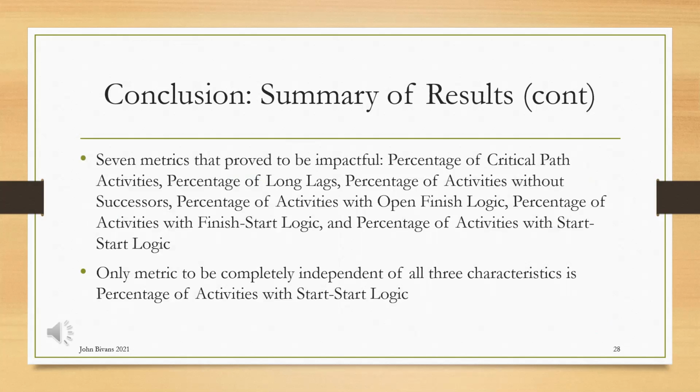The 7 metrics that proved to be impactful were percentage of critical path activities, percentage of long lags, percentage of activities without successors, percentage of activities with open finish logic, percentage of activities with finish to start logic, and percentage of activities with start to start logic. The only metric to be completely independent of all 3 schedule characteristics is the percentage of activities with start to start logic.